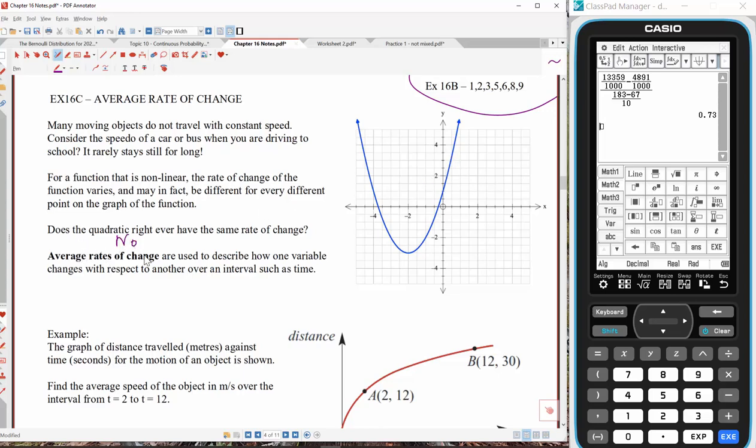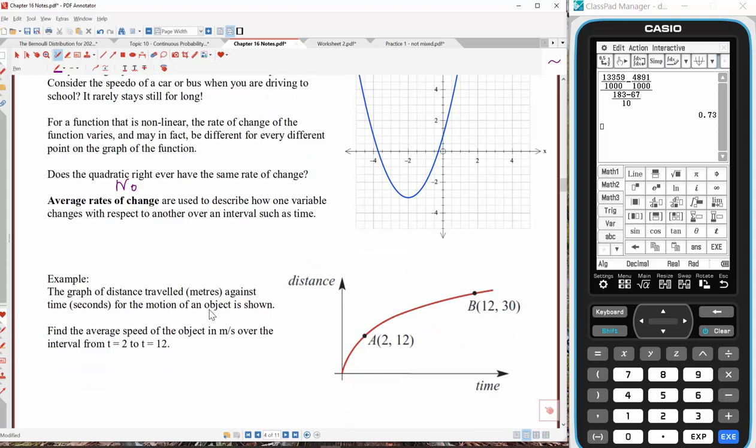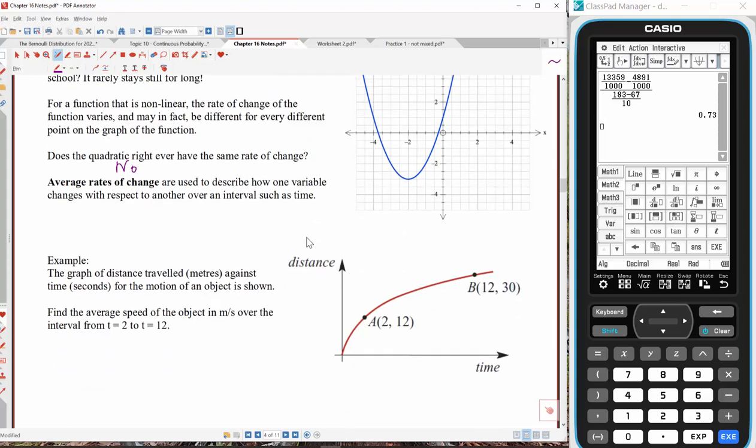So no, it does not. Average rates of change are used to describe how one variable changes with respect to another over an interval such as time. So we're looking for, on average, between two particular points, what's happening to, in this case, the distance relative to time.